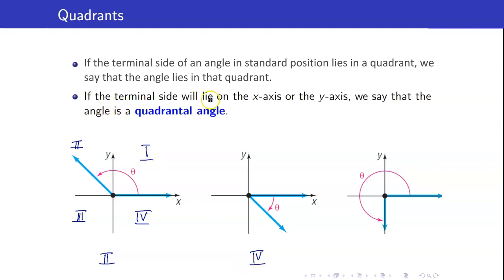If the terminal side lies on the x or the y axis, we say that the angle is a quadrantal angle. So for example, here, this is our terminal side and it lies on the negative y axis. So therefore, it doesn't belong to any quadrant. We just say that this is a quadrantal angle.